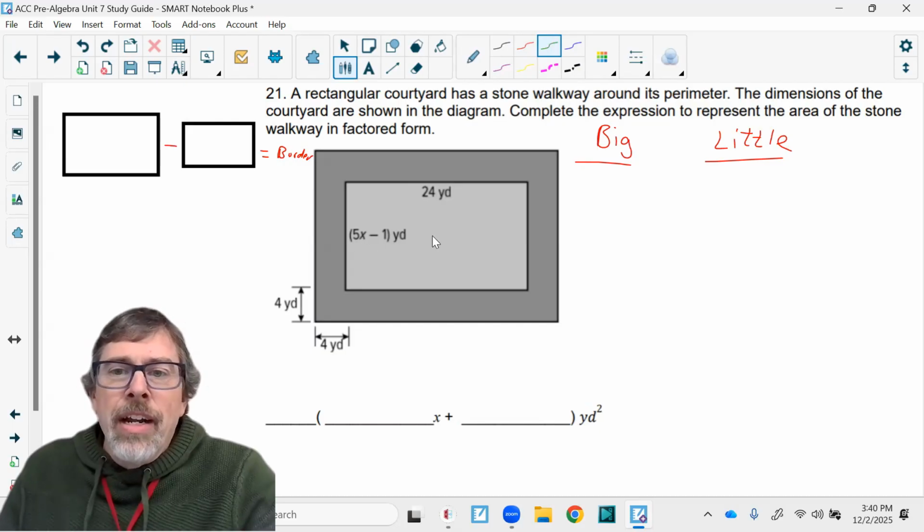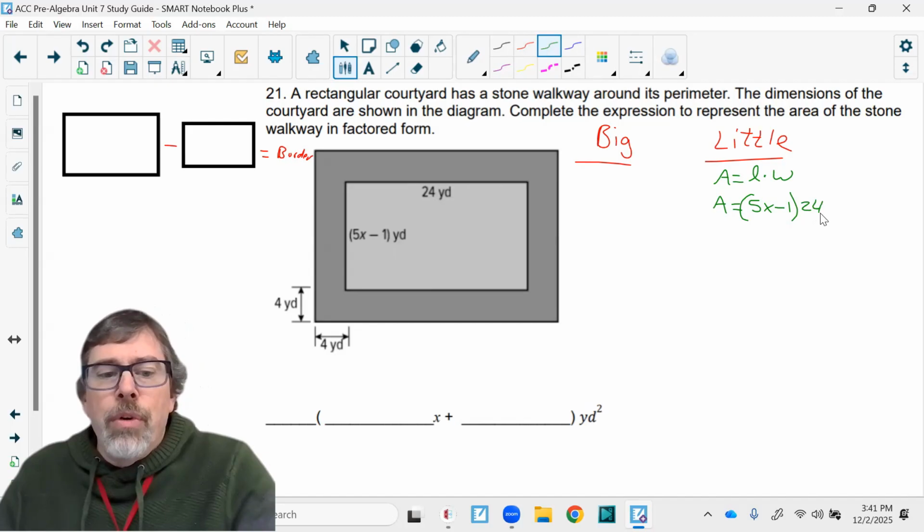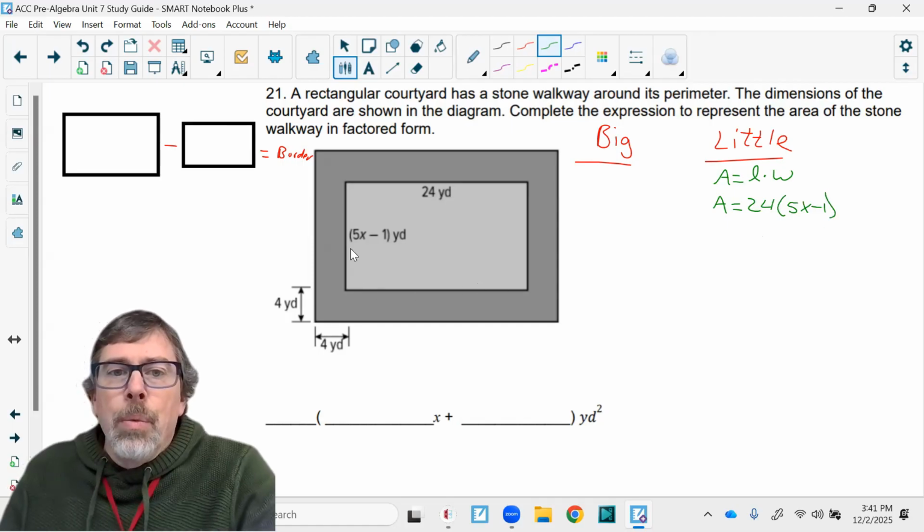That one's easier. And I'm going to write my formula. Area equals length times width. The area equals, the length is 5x minus 1, and the width is 24. So I'm going to multiply 5x minus 1 times 24. How about I write that the other way around? 24 times 5x minus 1. That's better. Length, width.